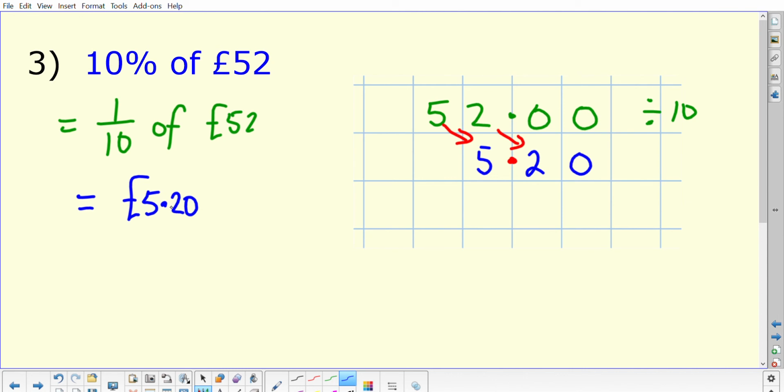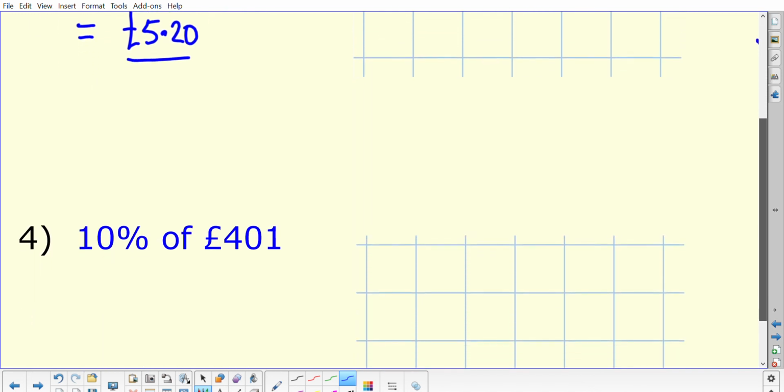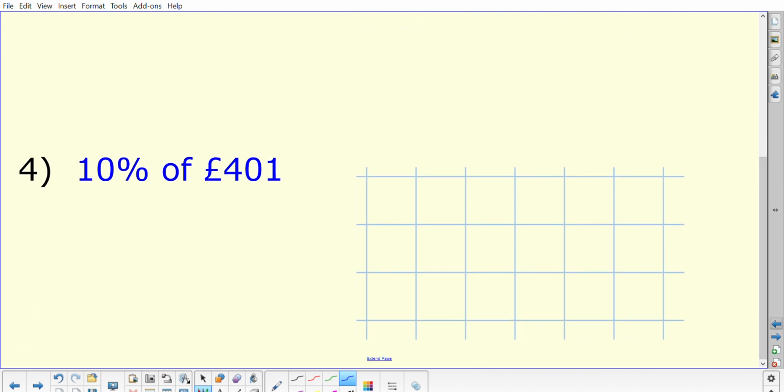So if you saw something in a sale and it said it normally costs £52 and we said we've got 10% off the price, you'd be getting £5.20 off the price. So that's not what you would pay, that's the money off. So it would be £52, take away that £5.20 to work out how much you would pay. But just now we're just practicing working out 10%.